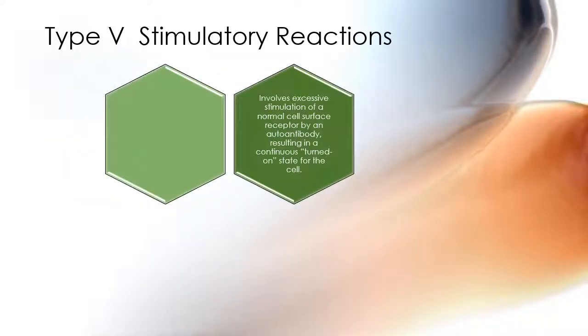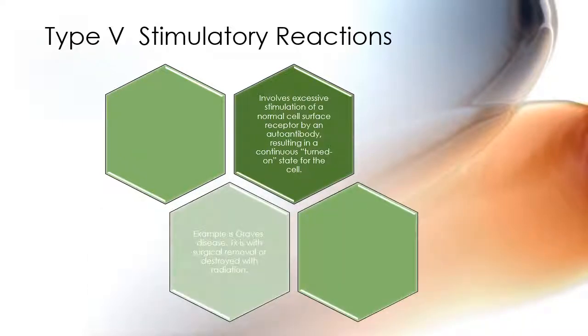Okay, now we're going to discuss type 5, which is a stimulatory reaction. It involves excessive stimulation of a normal cell surface receptor by an autoantibody, resulting in a continuous turn-on switch state for the cell. An example is Graves' disease, and treatment is usually done with surgical removal of the cells or destroying the cells with radiation.